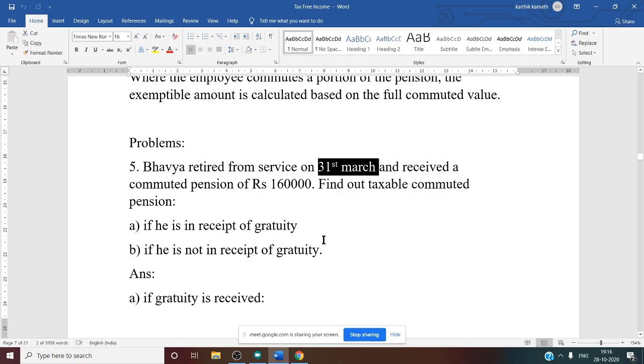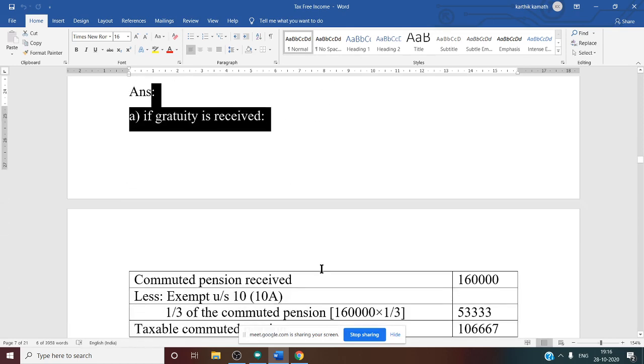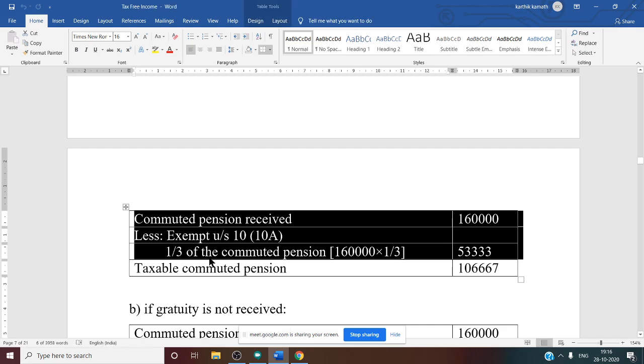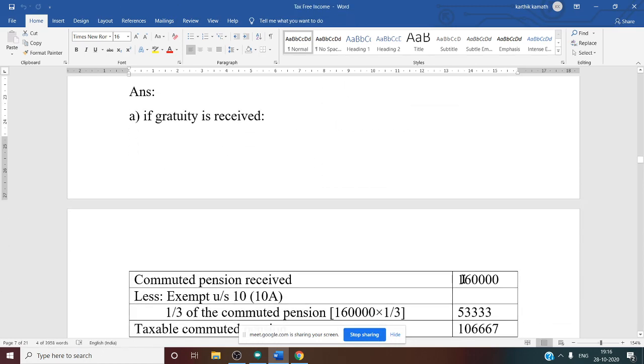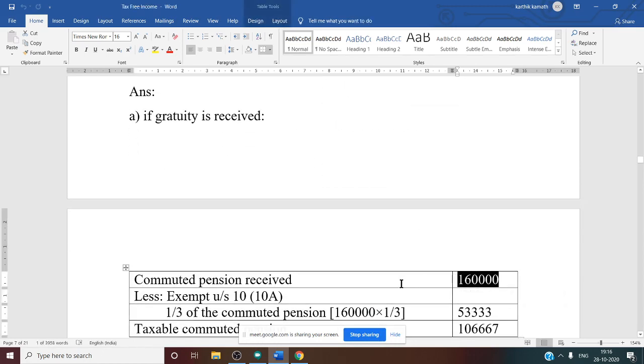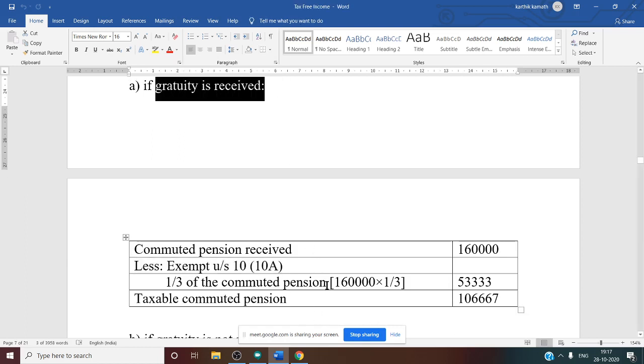Now how to calculate the commuted pension? First, the solution if gratuity is received, in the format of particulars and amount. First you write commuted pension received, total, which is 1,60,000, in the amount column. Then less: exempt under Section 10 clause 10A. For gratuity, it is exempt under Section 10 clause 10; for commuted pension it is 10 clause 10A. Now whenever he is receiving gratuity, you take 1/3 of the commuted pension.